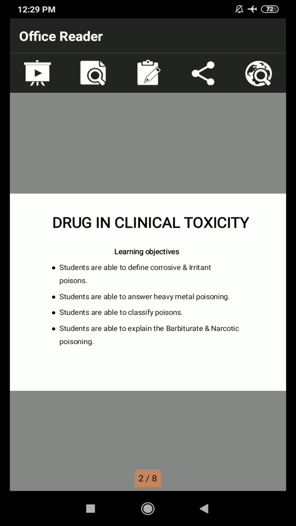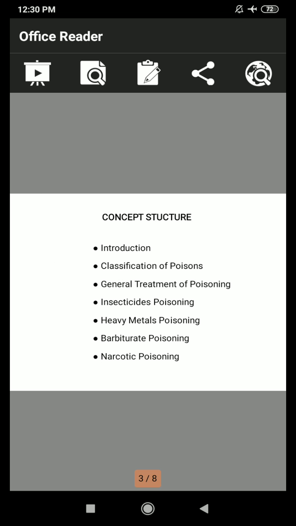Firstly, the learning objectives. Students are able to define corrosive and irritant poisons. Then students are able to answer heavy metal poisoning. Then students are able to classify poisons. Then students are able to explain barbiturates and narcotic poisoning. Then the concept structure: introduction, then classification of poison, then general treatment of poisoning, insecticides poisoning, then heavy metal poisoning, barbiturate poisoning, and last is narcotic poisoning.